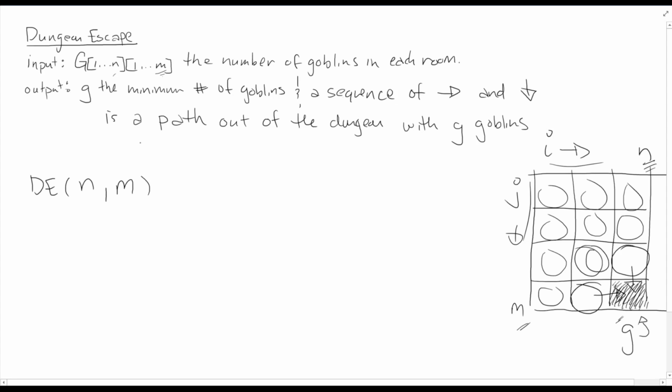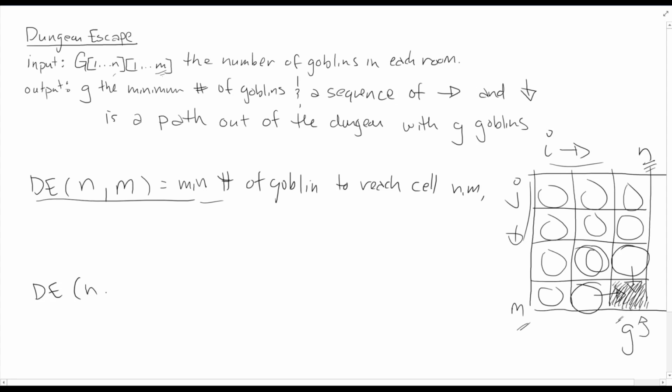The target where I want to reach. So DE, as I've got it set up here, should be the minimum number of goblins to reach cell NM. That's what I'm defining this minimum value to be. And now I'm going to use a self-reduction to show how I can relate this problem, the minimum number of goblins to reach cell NM, back to other sub-problems, the minimum number of goblins to reach other cells, hopefully. And to do this, I'm going to start with the easiest cell.